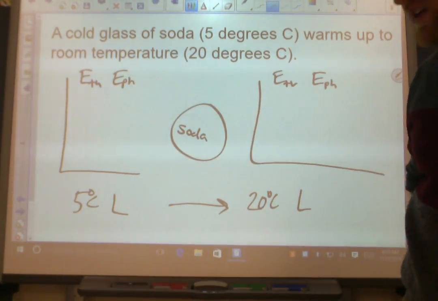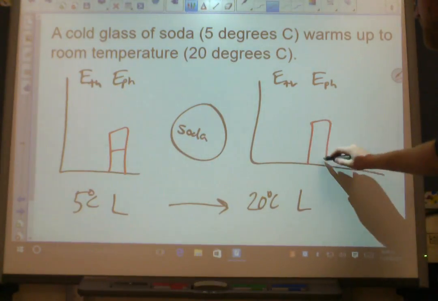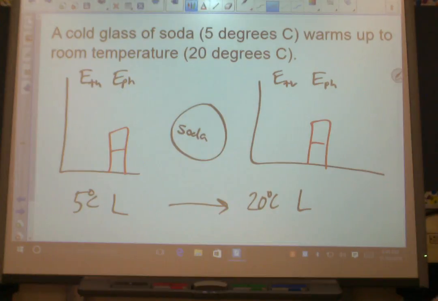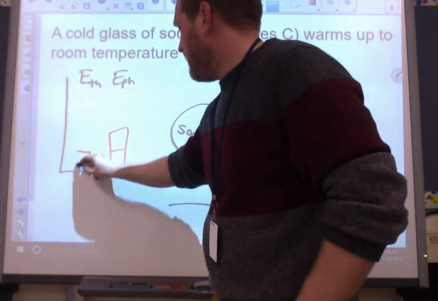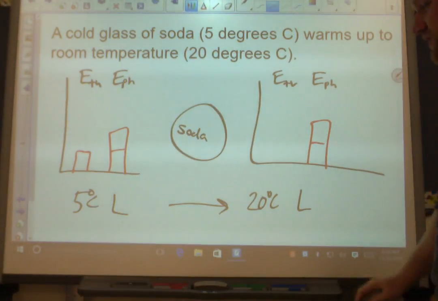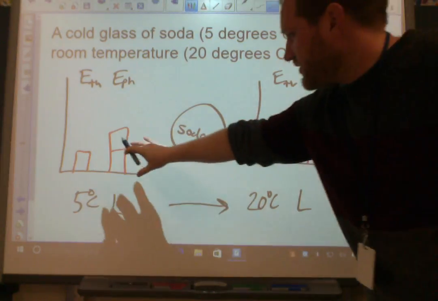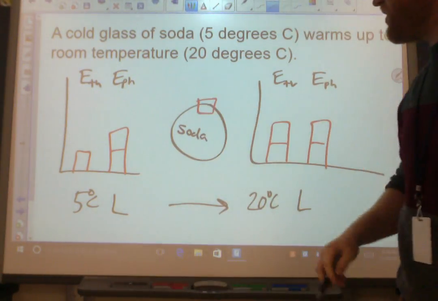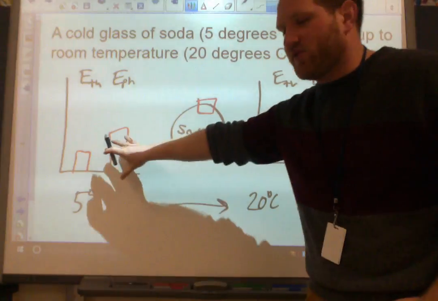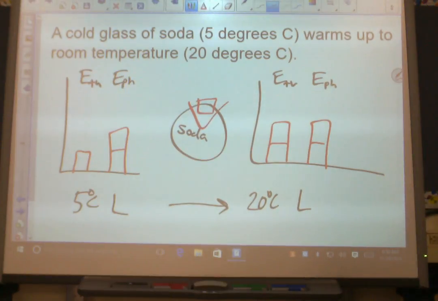So I always do phase first. We have a liquid over here, that's 2 bars. We have a liquid over here, that's 2 bars. No change in the phase. We start with 5 degrees Celsius. I'm going to call that 1 bar, because it's very close to 0, and I'm going to call room temperature 2. So it's going from 3 to 4. Difference is 1, and is that 1 block going into the soda or out? Well, the soda started with 3, it ended with 4, so therefore it must have absorbed that heat. So it's coming in. All right.